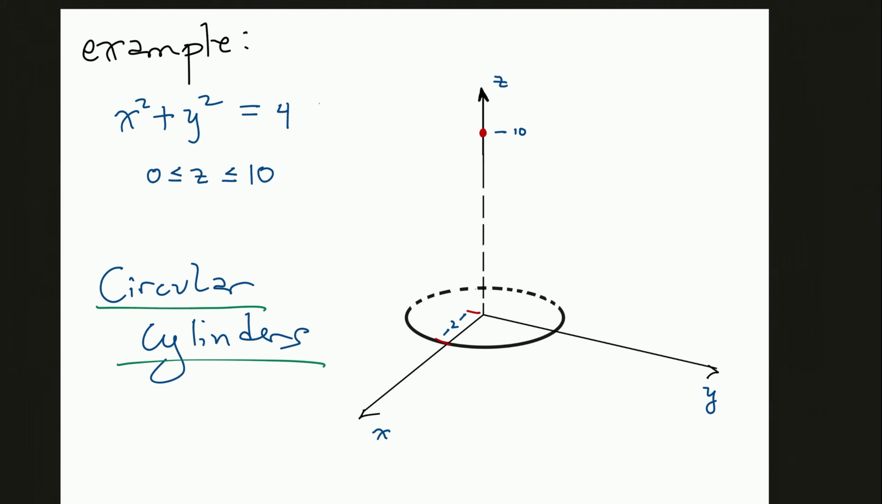Since this circle is flexible now, you can drag any of these points along the z-axis as long as it is between 0 and 10. So you can extend this into something like this, and that's the cylinder you are looking for. So that's how you graph this one.